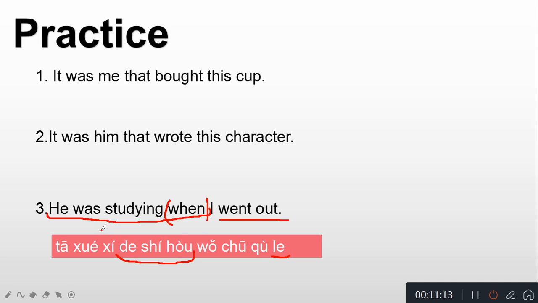Okay, now that we are done with practice 3, now we move to practice 2. It was him that wrote this character. Does this sentence look familiar to you? It is the emphasized sentence. So when we notice this sentence is an emphasis sentence, we need to find out the action. The action always relates to a verb. So a verb in this sentence is wrote, which is write. Okay. So now that we see the verb, we need to find out the agent of this action. The agent is him. So it is him that is being emphasized. And now think of this sentence. How do we say this sentence in Chinese?